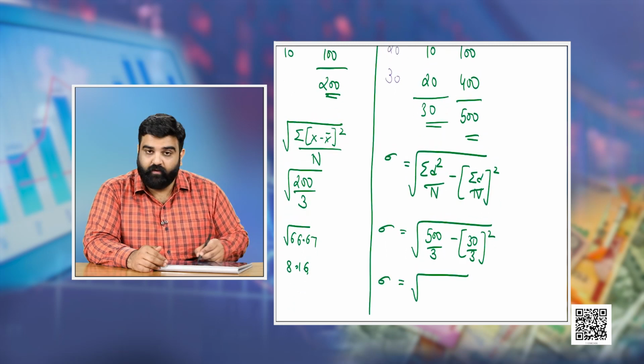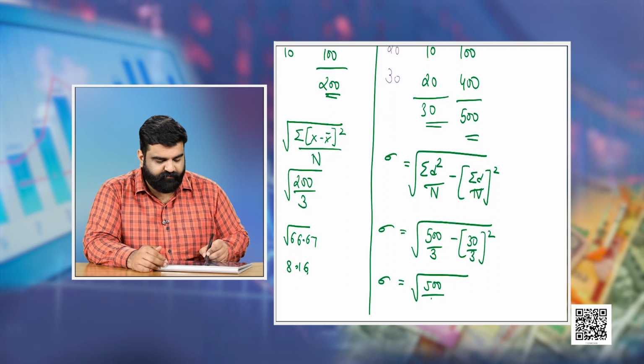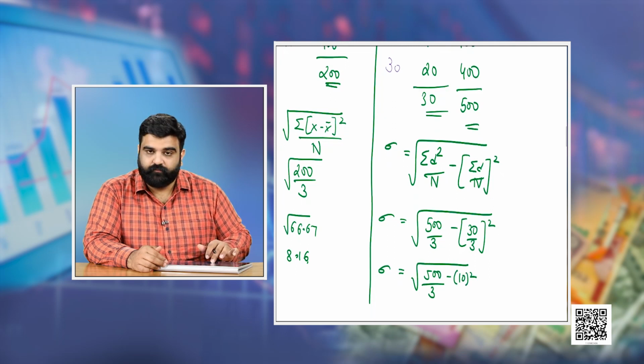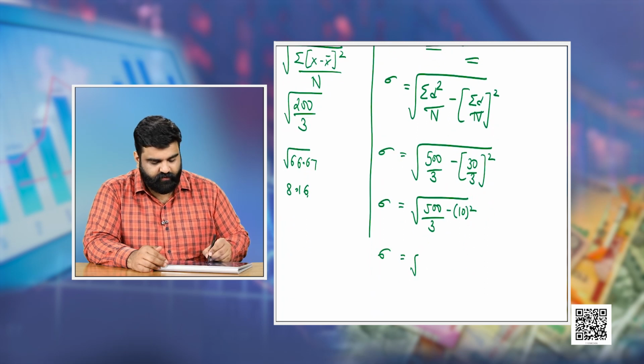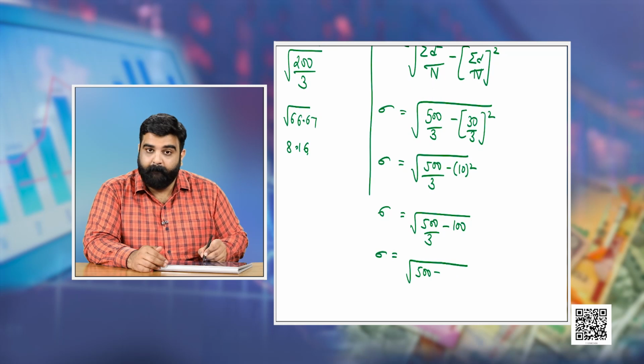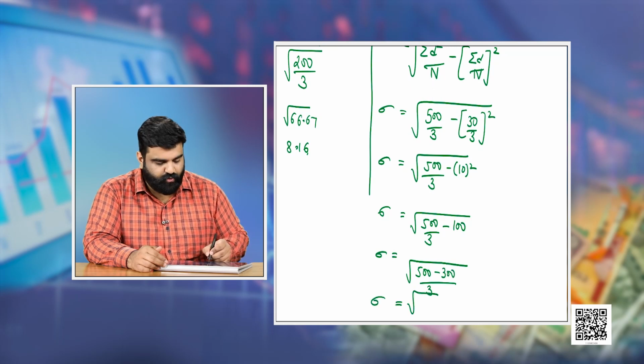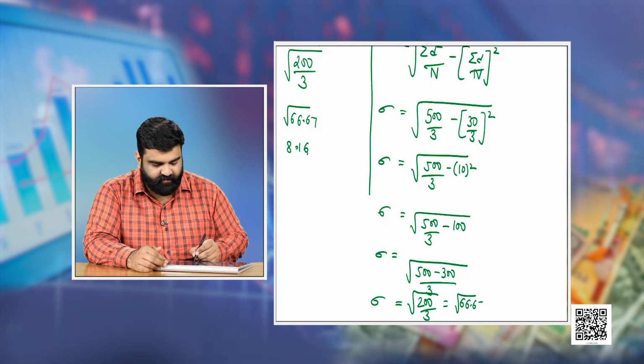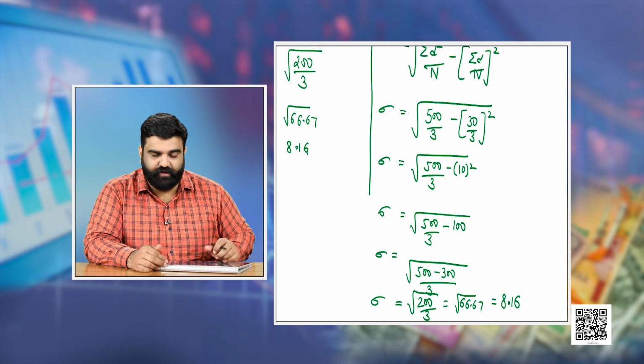So, while calculating this, we find that this will be 500 by 3, this will be 10 square. So, we have 500 by 3 minus 100. This will give me a value of 500 minus 300 by 3, which gives me root of 200 by 3, root of 66.67, and hence my final value of 8.16, which will be my standard deviation.